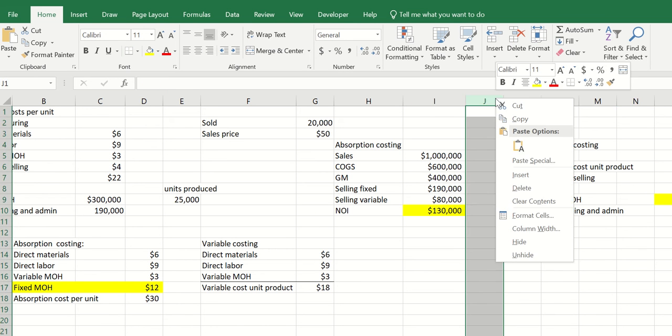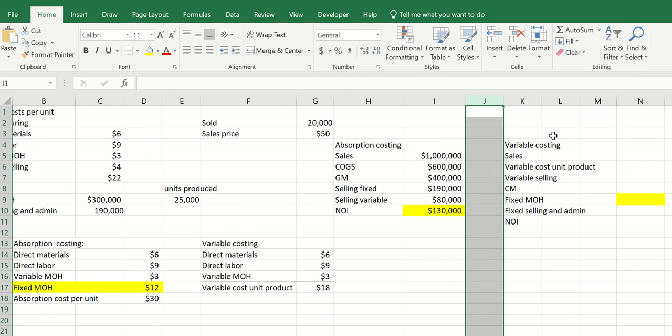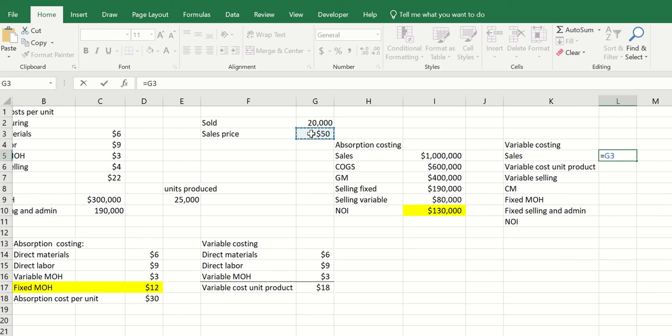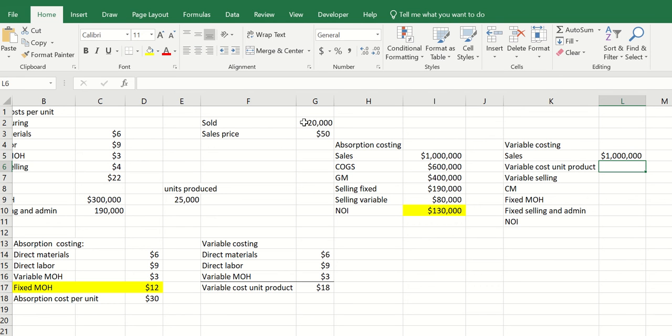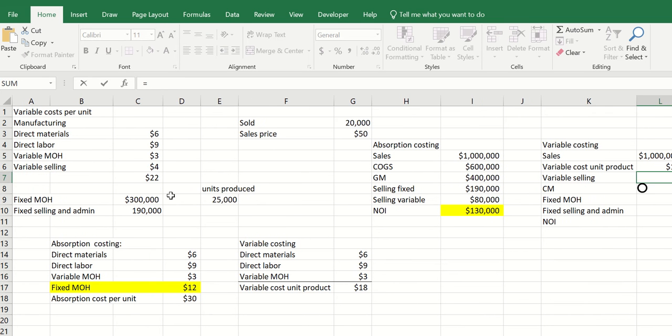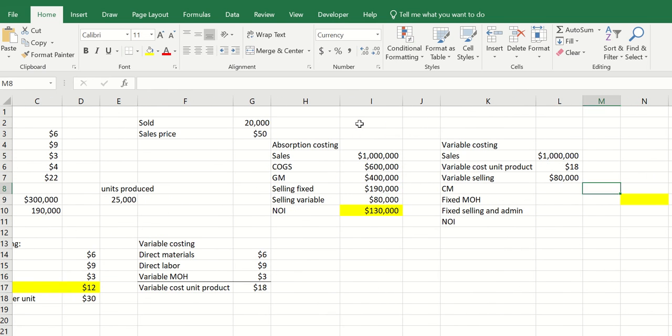Variable costing, let's bring this in a little bit more. Okay, variable costing, we have our sales. So they're going to have the same number of sales, $50 times 20,000 units, same thing, right? Just a different way of presenting things, different timing for expensing. So with variable unit costs, we need our variable selling. So now this variable selling should be over here, and we can show that math again. This one times the amount we sold, and now we have our contribution margin.